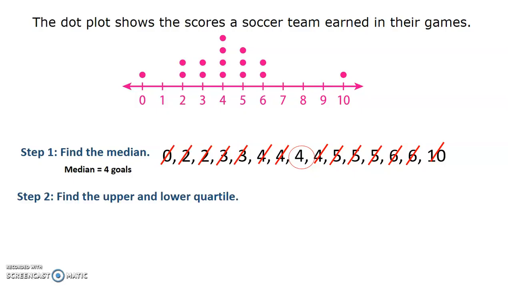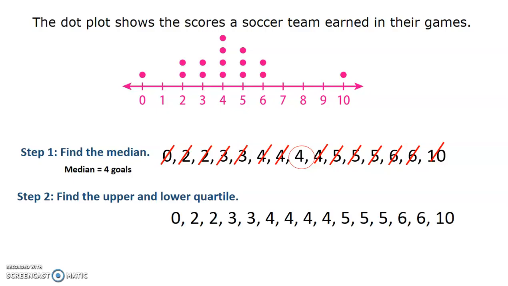Now that I found the median, I want to find the upper and lower quartiles. So let me show you that data set again. I'm going to circle the median that we found from step 1. And when you find upper and lower quartiles, you do not include the median. So go ahead and cross that off. And then you're going to find the median of the lower half of the data and the median of the upper half of the data. So you're going to do the same thing. Cross off the high and low values on each side of the median until you reach the middle.